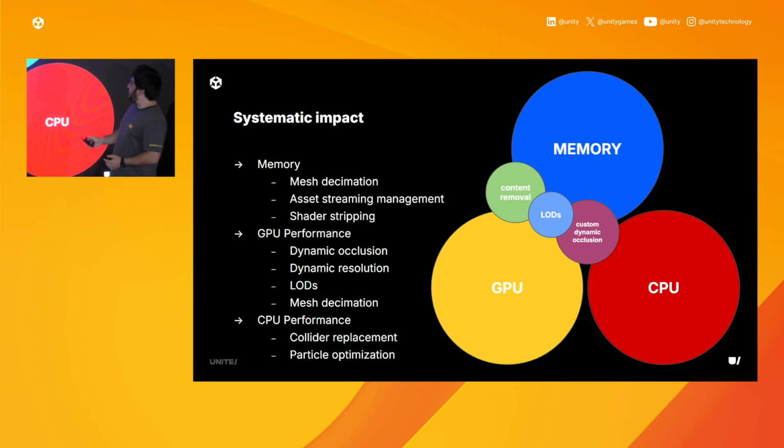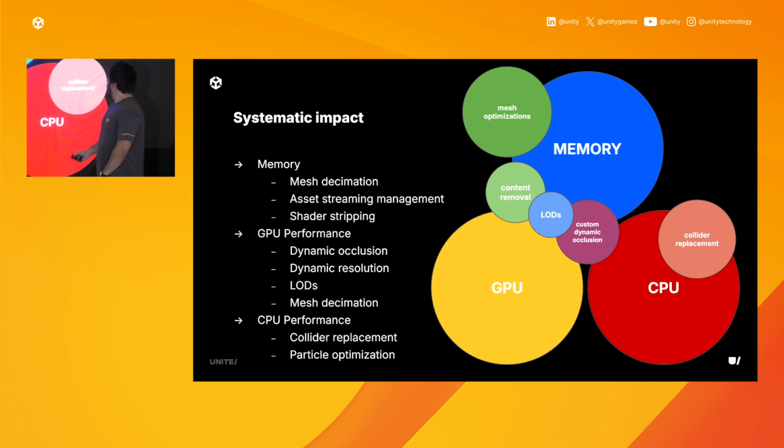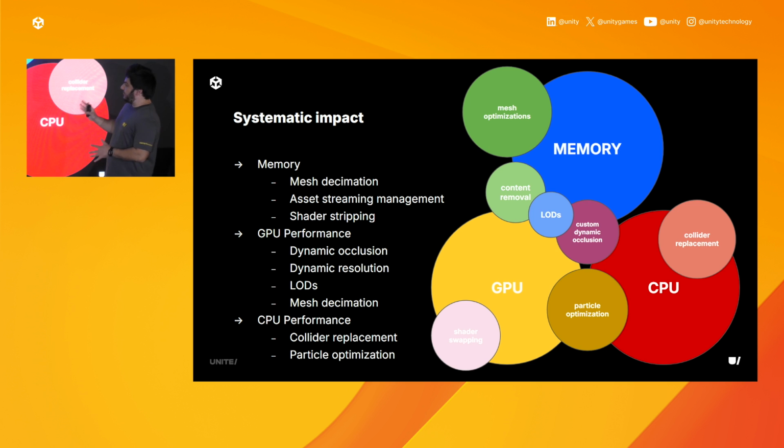So I'm not going to go for each one of these, but essentially you'll see that every single optimization impacted multiple areas of performance. Mesh optimization, for example, was primarily done to improve memory, to reduce the amount of memory that we had to load for the assets, but it improved GPU performance as well. Particle optimization, again, targeted GPU, but improved CPU as well. In any case, the important note here is that every single system had a major systemic impact, if you will.